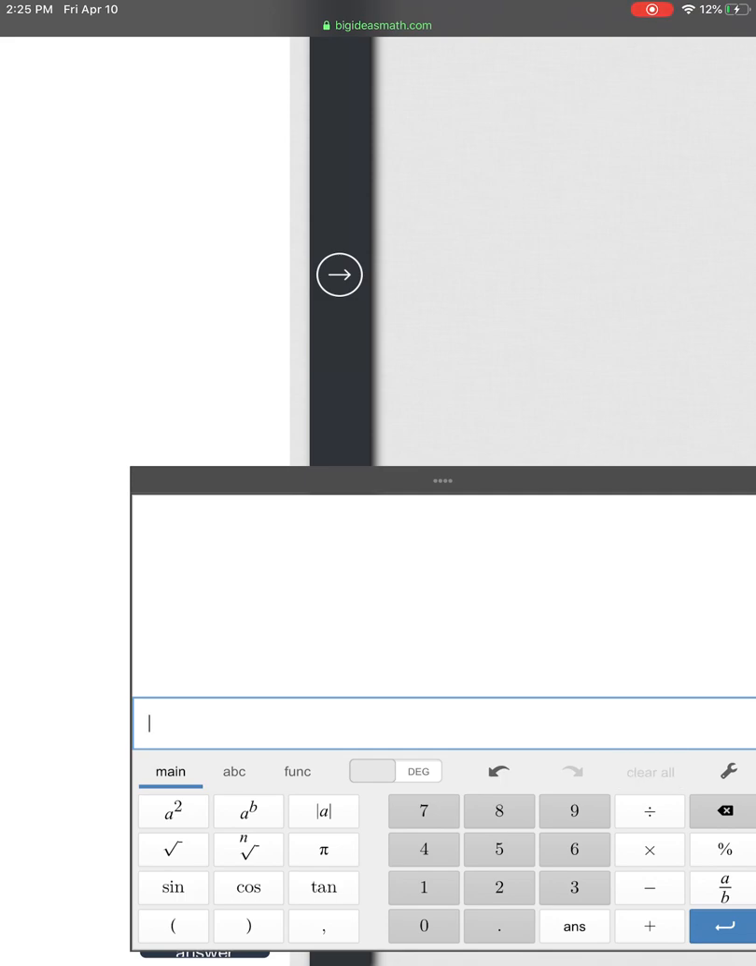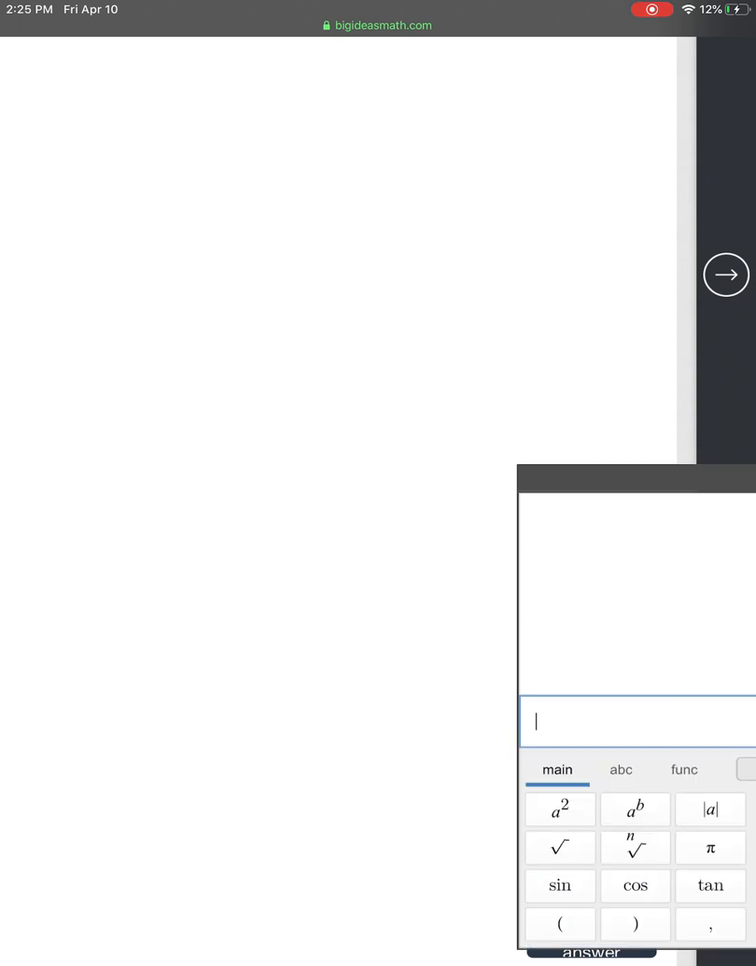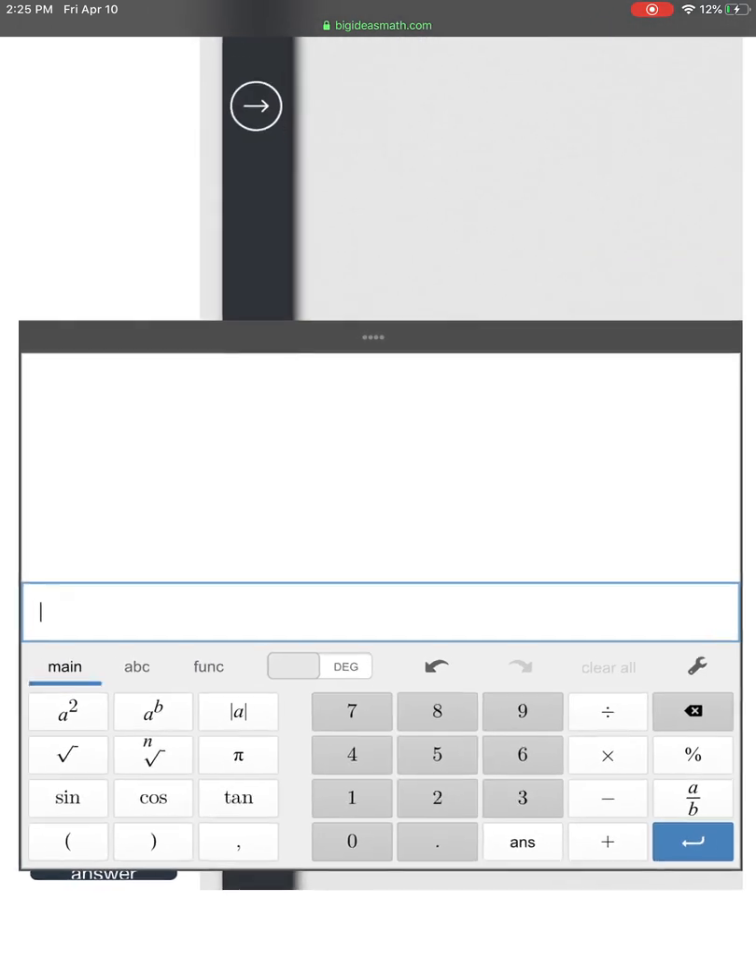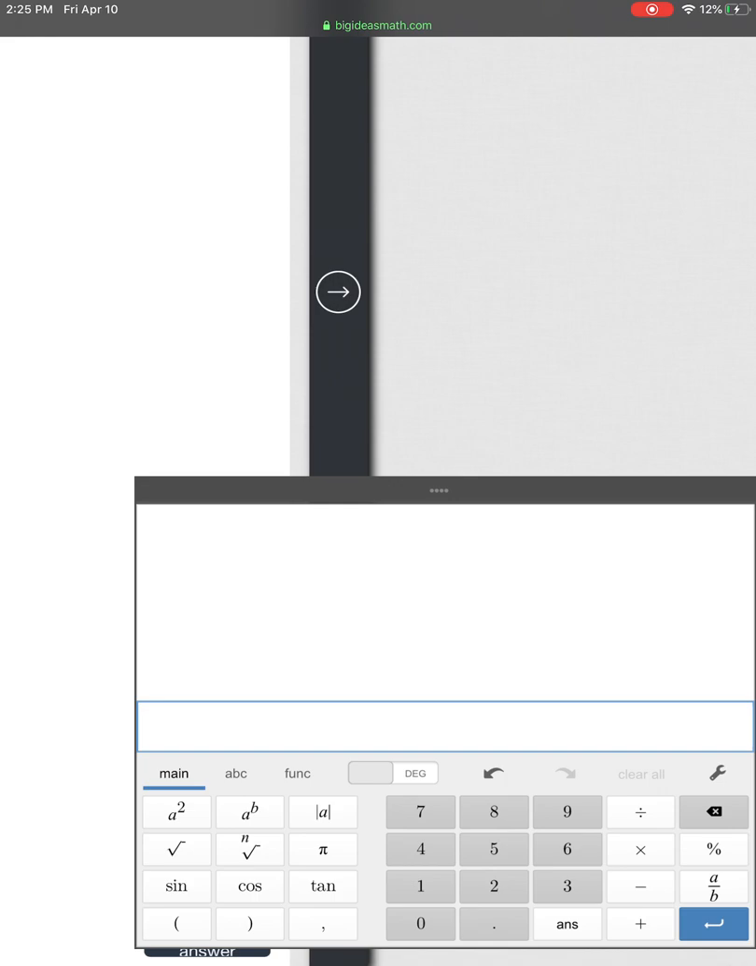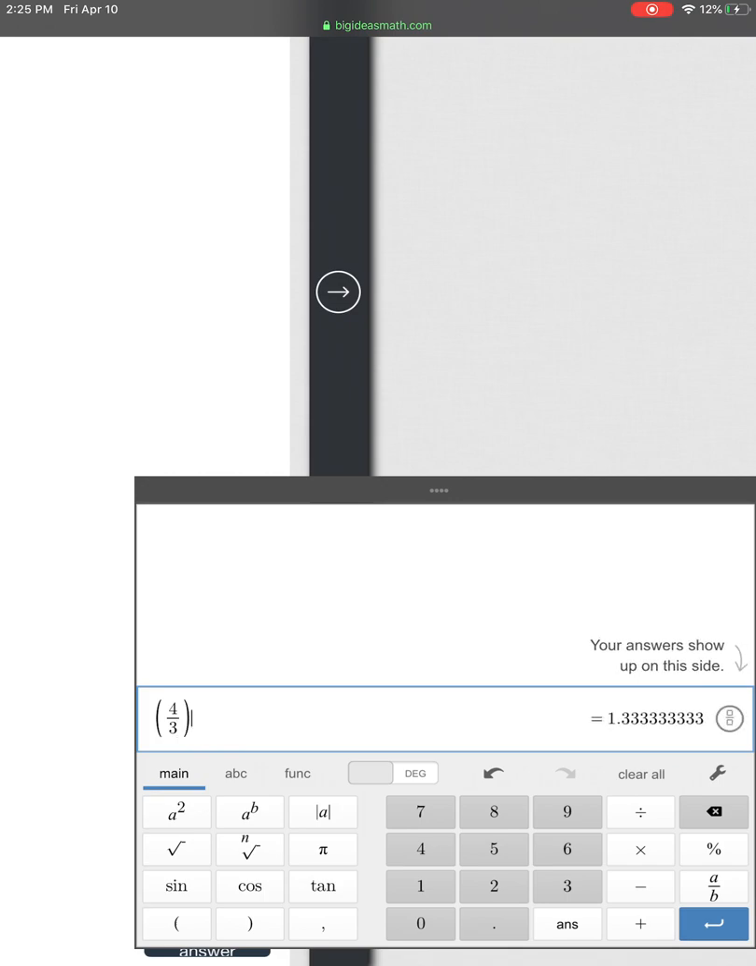Okay, so we're just going to clear. There we go. And we are going to type our beginning parenthesis, 4 divided by 3. Then we're going to do our end parenthesis. We're going to do times, and we're going to use the pi key because Big Ideas, it just works best. And then we're going to do times 64. Okay, so we get 268.08 and then some other numbers.